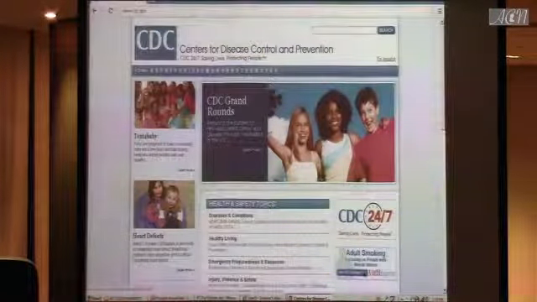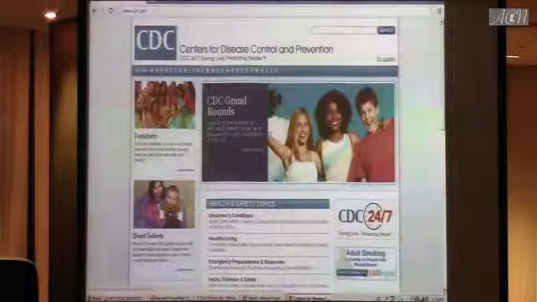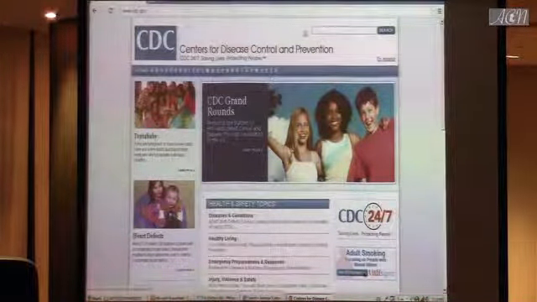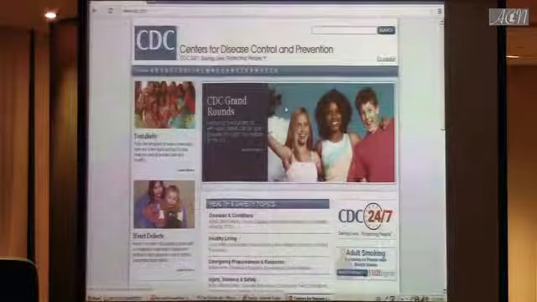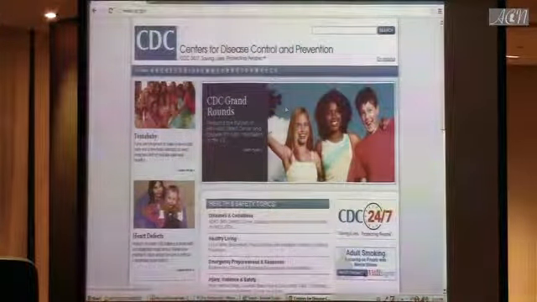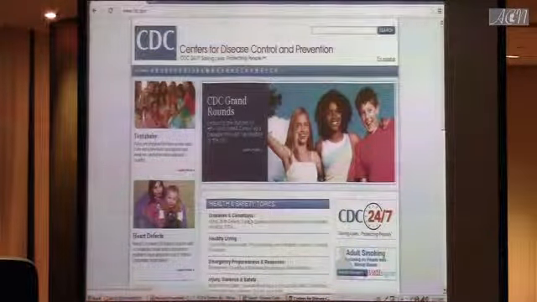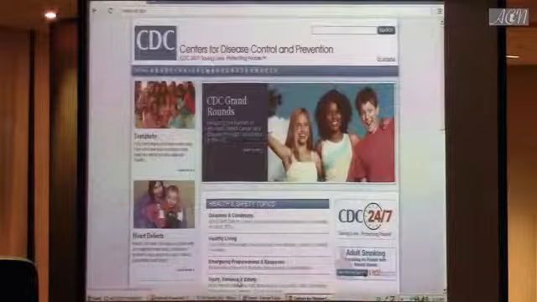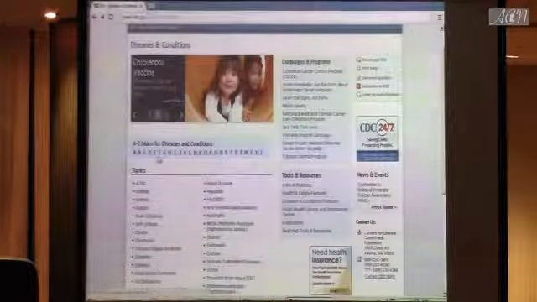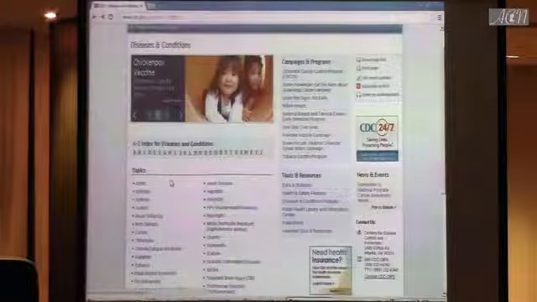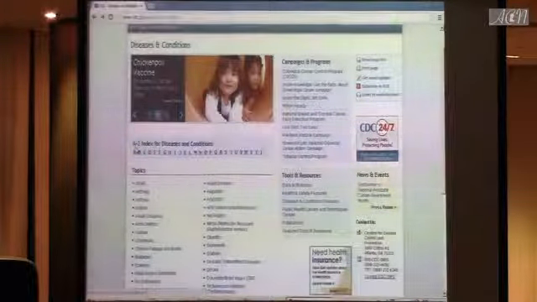Now, of course, everybody is familiar with the CDC. I'm going to point out two things about the CDC. Center for Disease Control and Prevention. Very important if you want to do a presentation. I love this website when I do my presentations. Diseases and conditions, and injury, violence, and safety. If you go down, you will find every single disease known to man, classified based on alphabetical order.